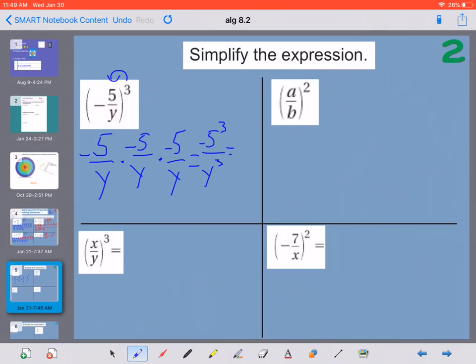But we could simplify this even more. Negative 5 to the third power. Negative 5 times negative 5 is 25. Times another negative 5, we get a negative 125 over y to the third power, y cubed.